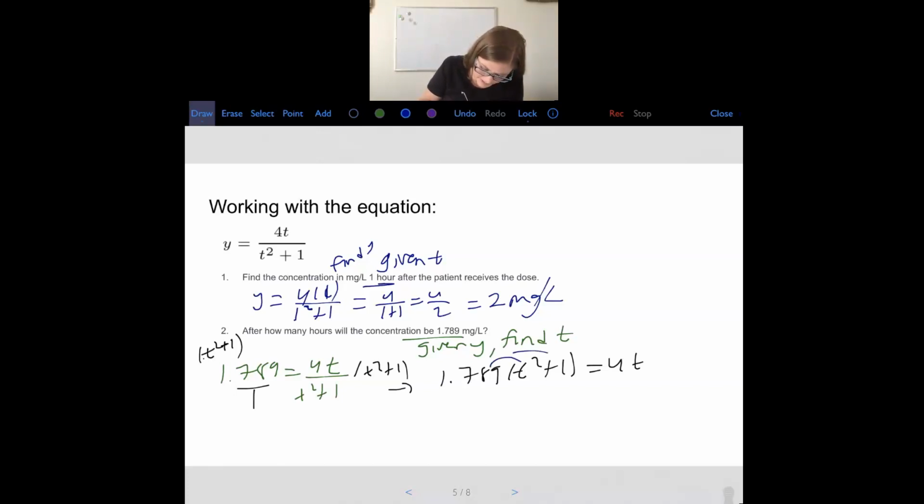Distribute: 1.789 t squared plus 1.789 equals 4t. What kind of equation is this? It's a quadratic equation. So you'll move everything over to the left-hand side. Should have given myself more room.